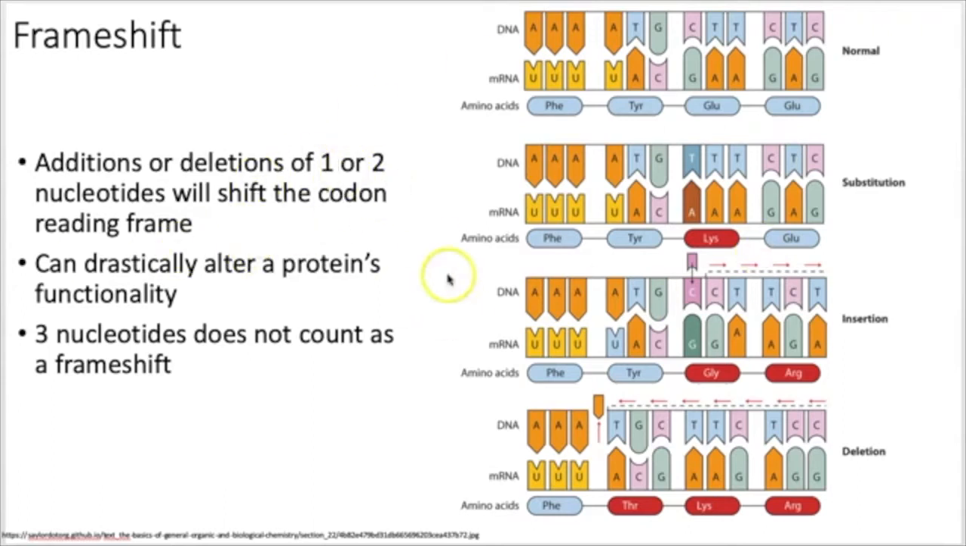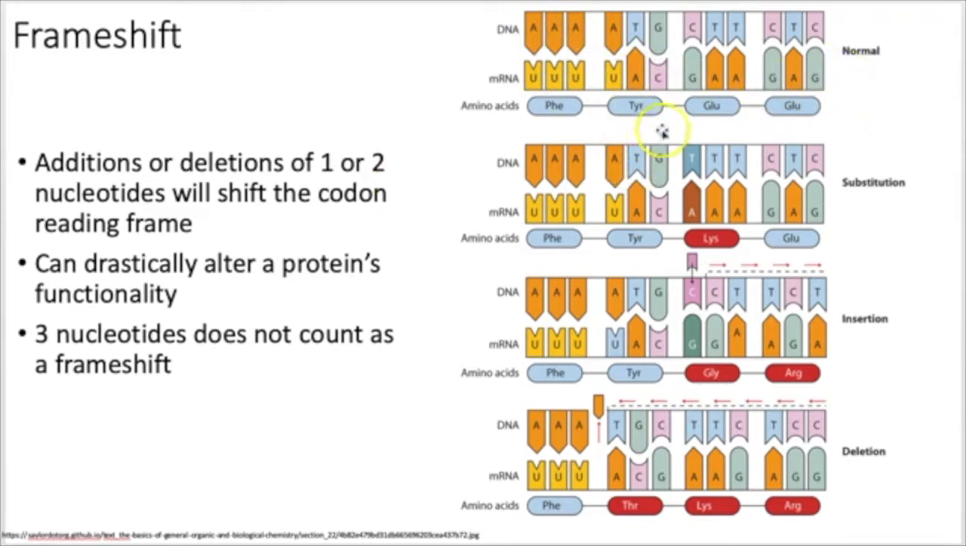So this idea is called a frameshift. So your frame is the term we use for the actual order of your codons, okay? So every 3 nucleotides makes a codon for an amino acid, right? So that's my frame. So if I have 3 U's, I make a phenylalanine. If I have a UAU or UAC, I make a tyrosine, and so on, okay? So that is my frame.